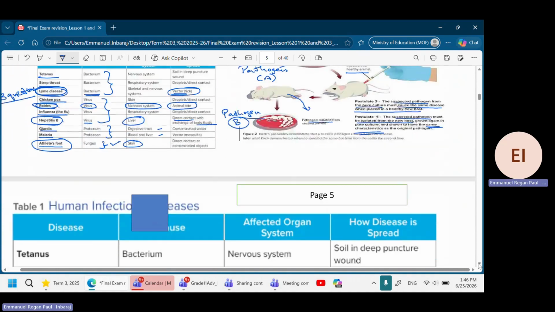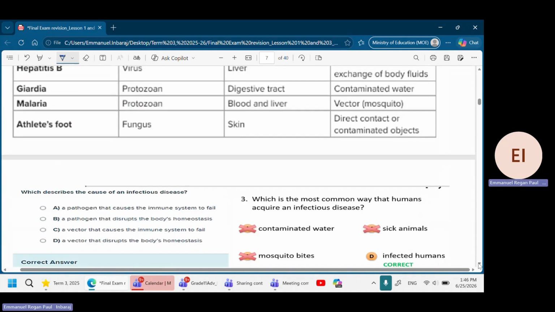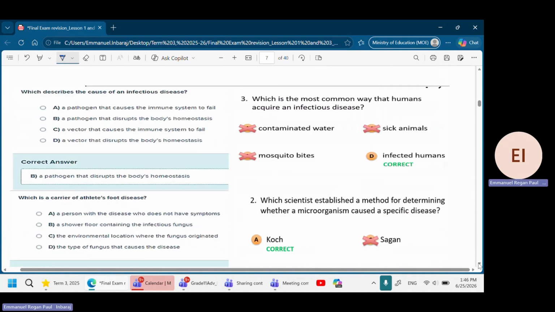Okay. Now let's see. So page number 4 and 5 we have finished. Now look at some of the questions from all this. Now, which describes an infectious disease? See, which describes an infectious disease? What's an infectious disease? A pathogen that disrupts the body's homeostasis. So you know that. Okay, so this is the answer. A pathogen that disrupts the body's homeostasis.